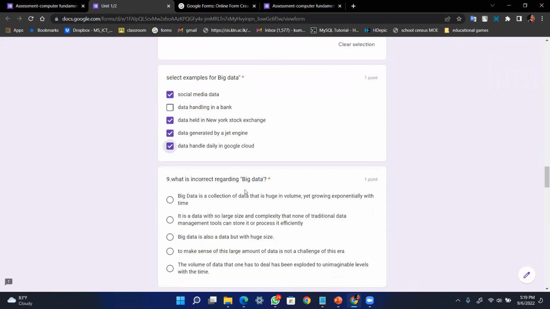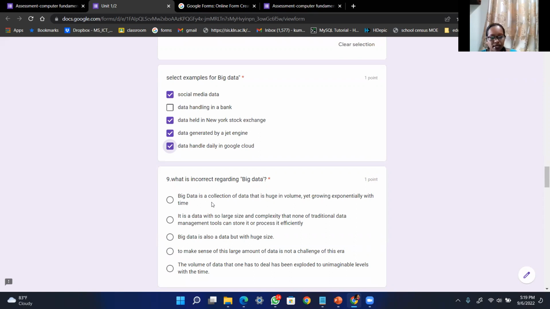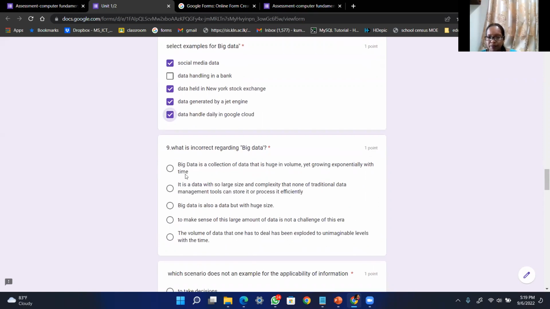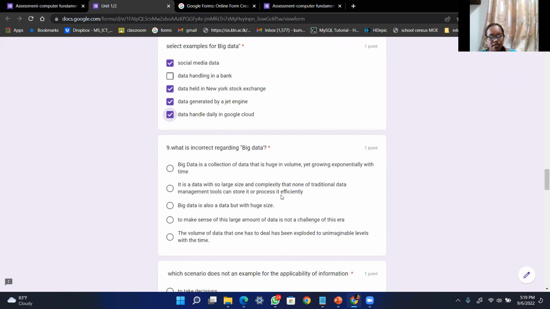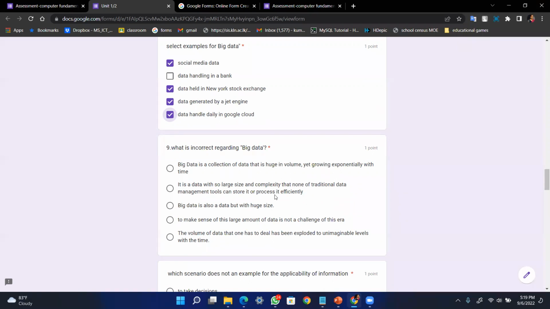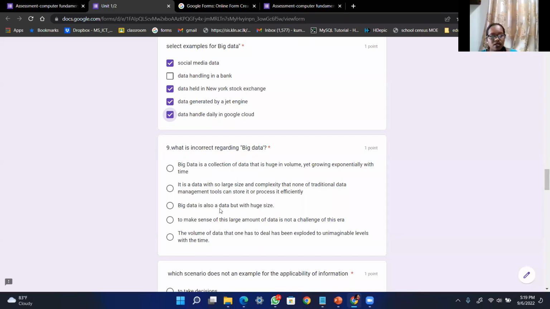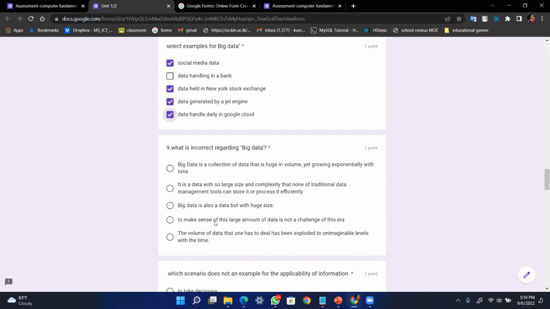What is incorrect regarding big data? Big data is a collection of data that is huge in volume, yet growing exponentially with time. Is that correct? Yes, teacher. It is data of such large size and complexity that none of the traditional data management tools can store or process it efficiently. Correct. Big data is also data but with huge size.